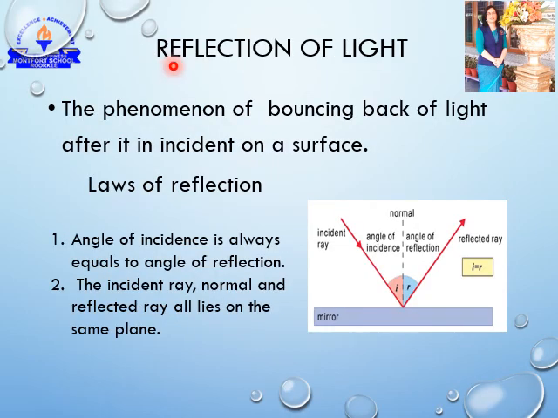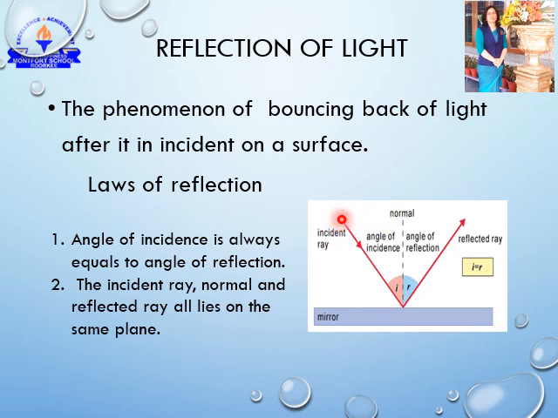This is a slide about reflection of light. The definition of reflection is bouncing back of light after it is incident on a surface. So the phenomenon of bouncing back of light after it is incident on a surface is known as reflection of light.